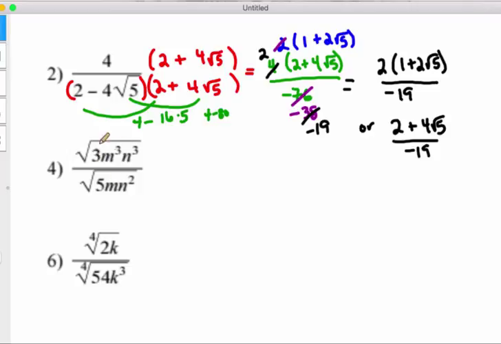Okay, so this problem is all square roots. So if I choose to, I really could put these all inside the same radical. So I'm going to use my properties of exponents. I'm going to subtract these exponents, and as well I'm going to subtract these exponents. I can't really simplify the 3/5 at this point.